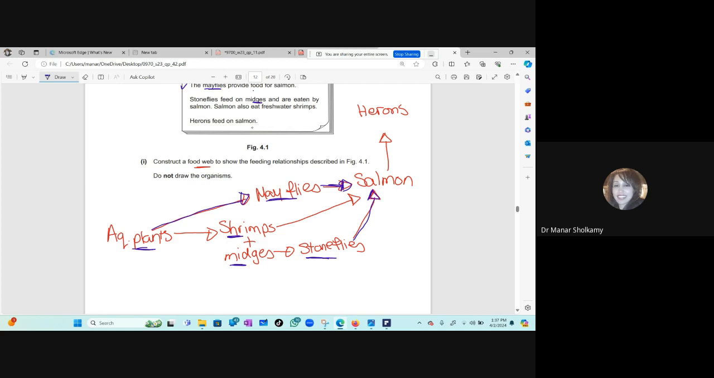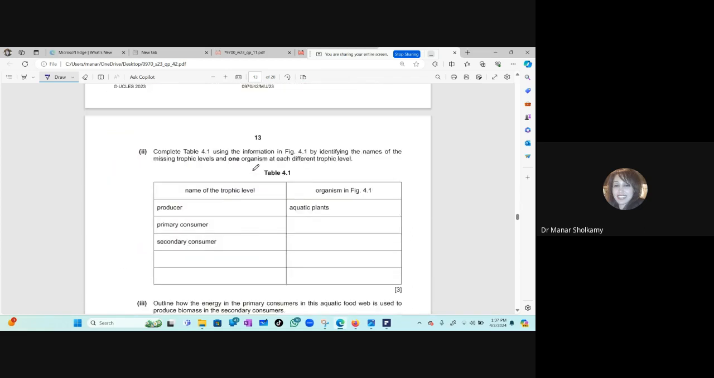Salmon also eat the shrimps, so the shrimps are eaten by the salmon. Herons feed on the salmon, so the salmon will be eaten by herons. Who does not understand this food web? Okay, no one is asking me, so I expect you all to understand it.